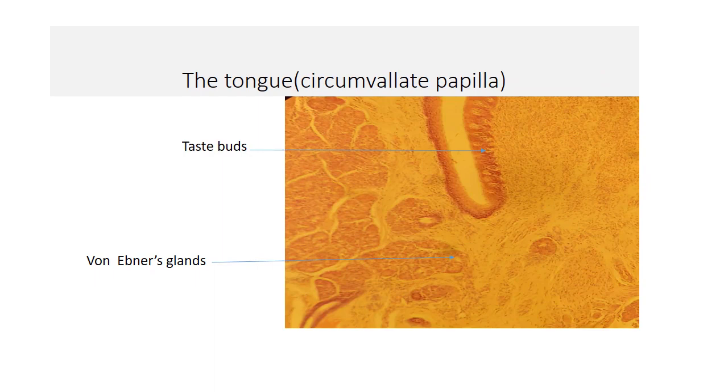Here another section shows the groove that surrounds the circumvallate papilla, and you can see here the taste buds embedded in the epithelium of this papilla. Also, you can see here the von Ebner's gland at the base of this groove that surrounds this papilla.